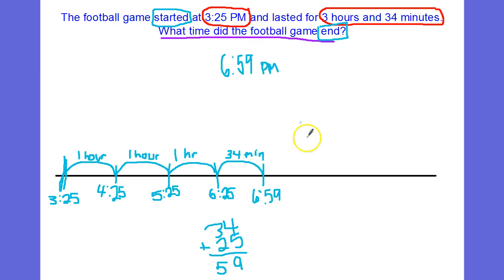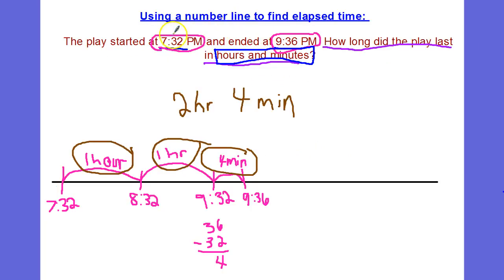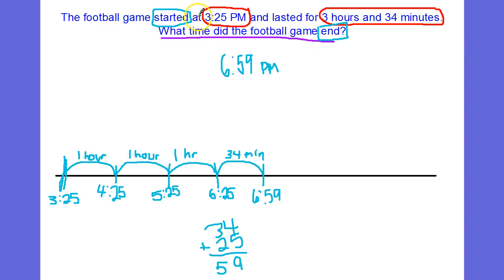Alright? So, remember there's going to be two types of word problems. First type of word problem, you're given the beginning time and the end time and told to find the elapsed time between these two. In the second type of word problem, you're given the beginning time and then the elapsed time, and you have to find the end time.